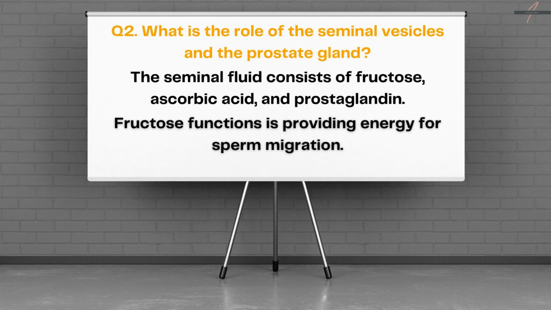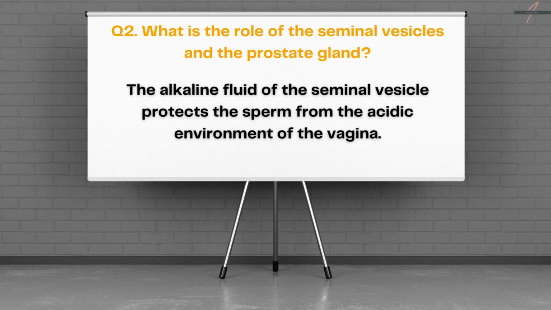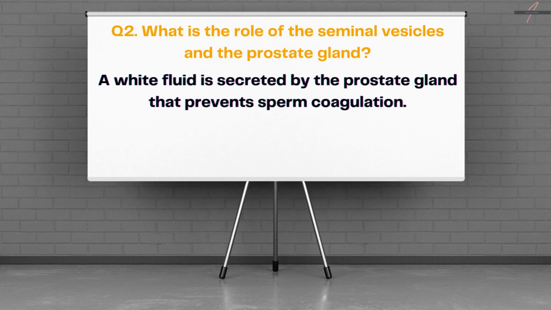Fructose functions in providing energy for sperm migration. Also, the alkaline fluid of the seminal vesicle protects the sperm from the acidic environment of the vagina. Also, a white fluid is secreted by the prostate gland that prevents sperm coagulation.